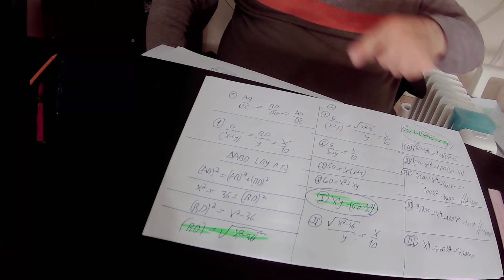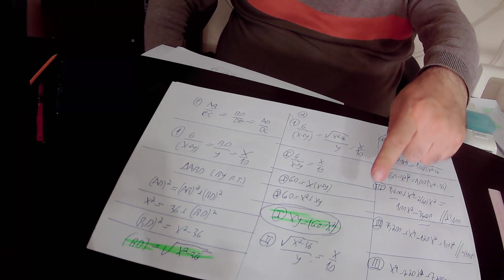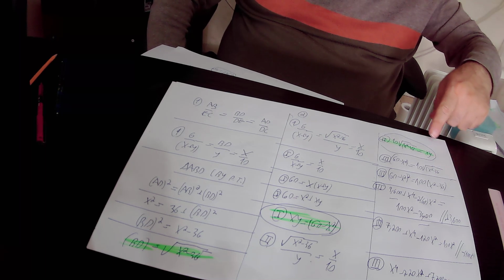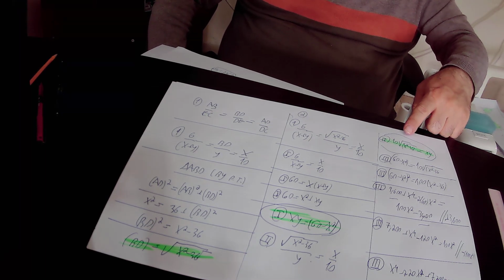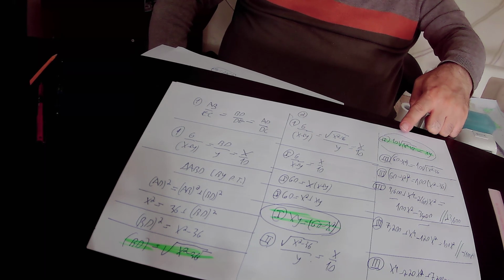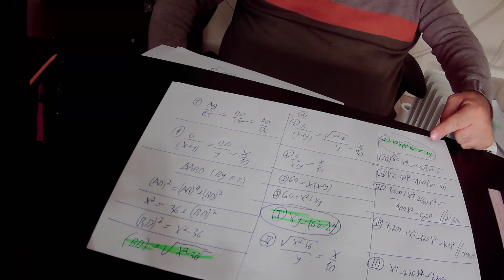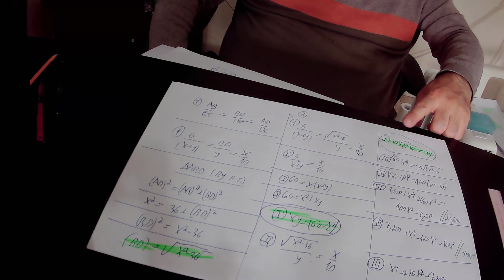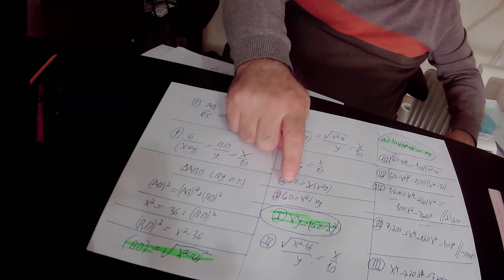And we cross multiply equation number 2, and we got that x times y equals 10 times the square root of x squared minus 36. We squared both sides of equation number 2, and we got that... in the next step, so this is equation number 2.